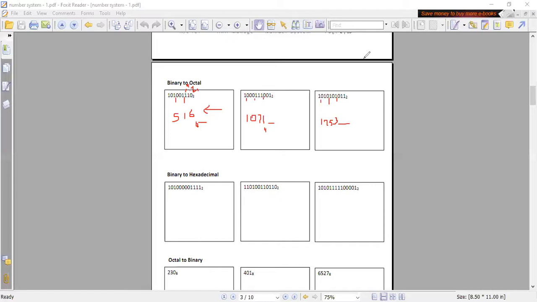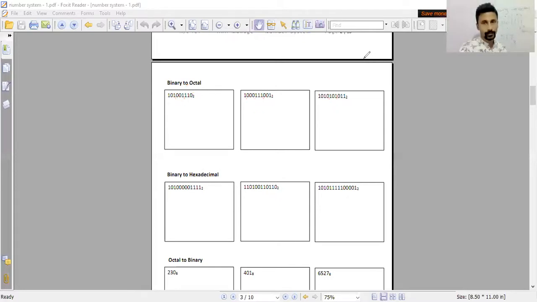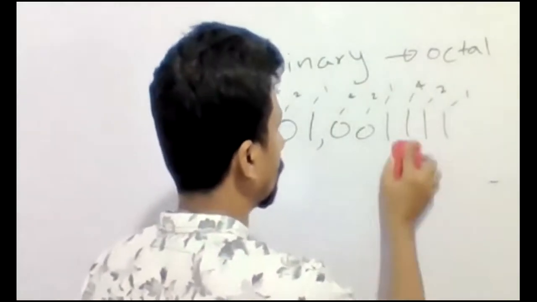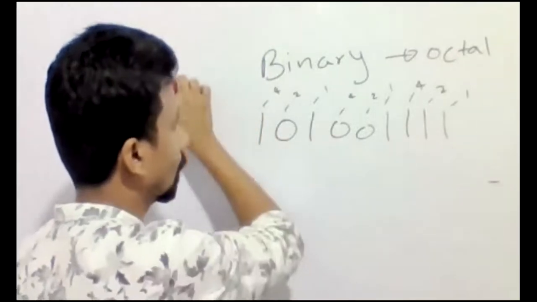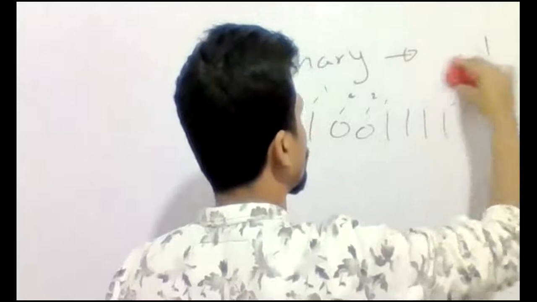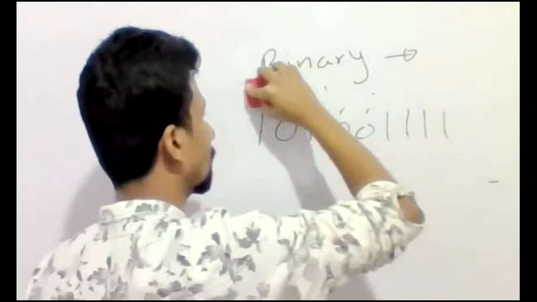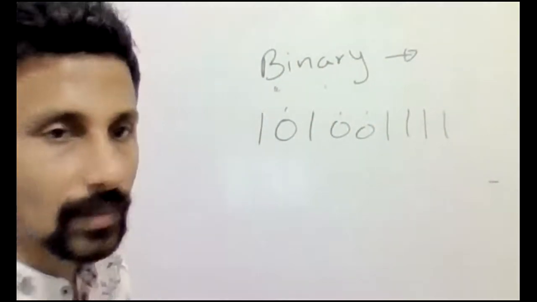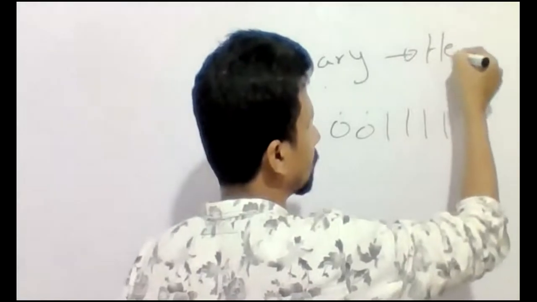Okay, we'll go to the next one. Write down binary to hexadecimal. Binary to hexadecimal. We'll see how to do that. So I'm going to take the same example, binary to hexadecimal.